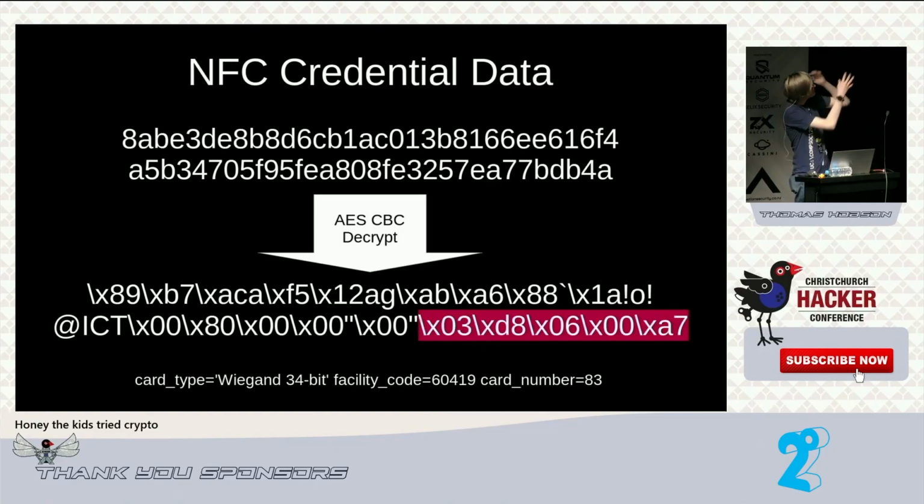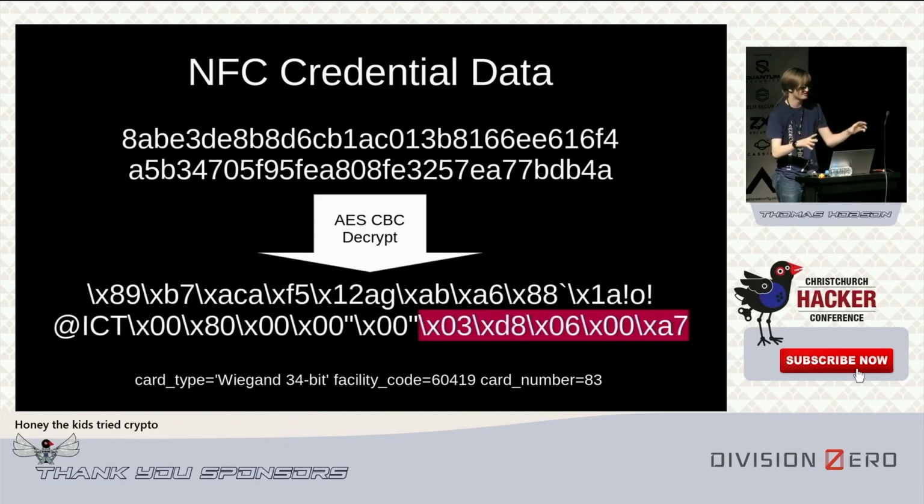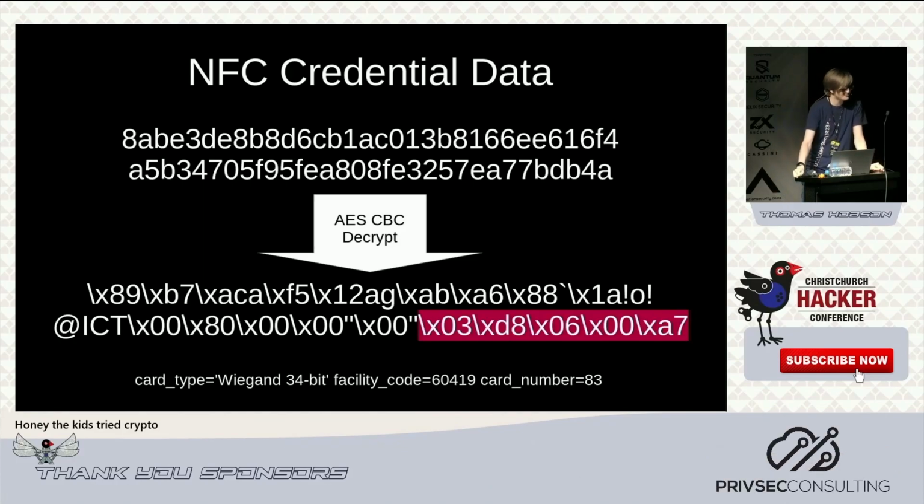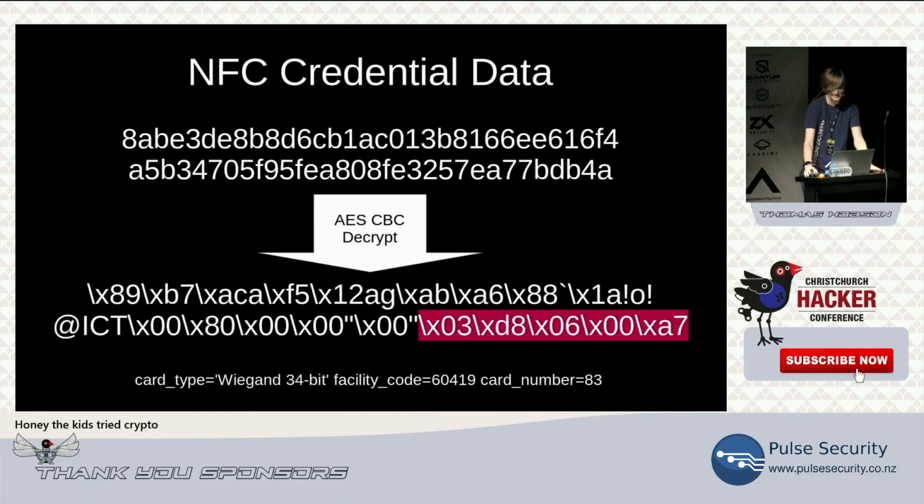So here's 32 bytes. If we run it through the AES-CBC decrypt function, we get all this data. That first half is practically discarded. It doesn't get validated in any way. But this entire second half of the credential is what's important. This is a credential blob. The last 5 bytes are really the only bytes we care about. These encode that credential you see on the bottom of the screen, like facility code 60419 and card number 83.